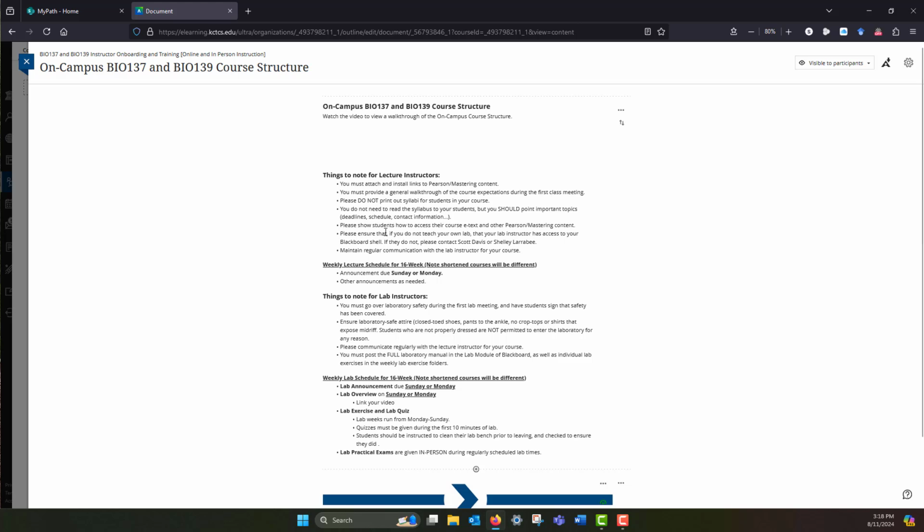Next, show students how to access their course eText. Once you've installed that eTextbook, show them how they can get to it. If you use Mastering, show them how to get to Mastering. Show them how to get to the other study materials.